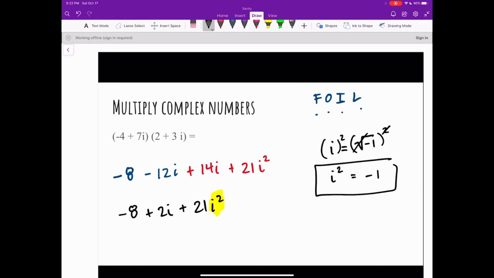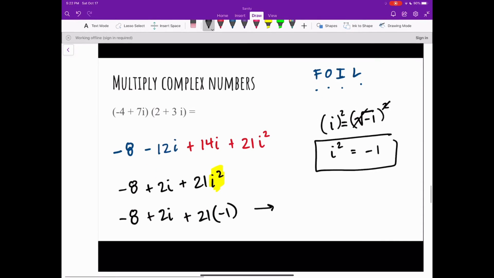So if I had to rewrite this, I'm going to rewrite it one more time. It's going to be negative 8 plus 2i plus 21 times negative 1. And I'm running out of room a little bit, so I'm going to take it over here. I'm going to change the sign of the 21 because I'm multiplying by a negative 1. So it's negative 8 plus 2i minus 21. And now I suddenly have 2 real numbers. I have the negative 8 and the negative 21. Those are going to combine together to be a negative 29, still with the imaginary part of plus 2i.